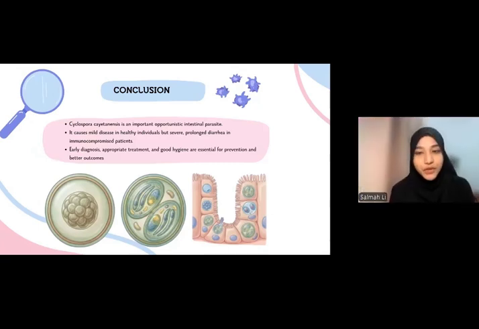Now, in conclusion, Cyclospora cayetanensis is an important opportunistic intestinal parasite. While it usually causes mild illness in healthy individuals, it can lead to severe and prolonged disease in immunocompromised patients. Therefore, early diagnosis, appropriate treatment, and good hygiene practices are essential to reduce complications and prevent infection.